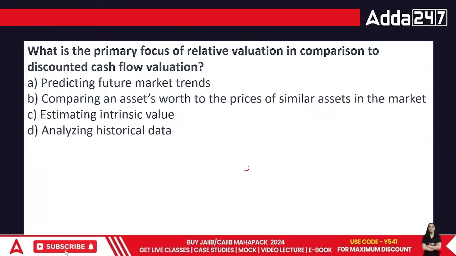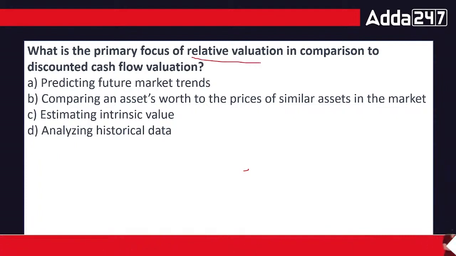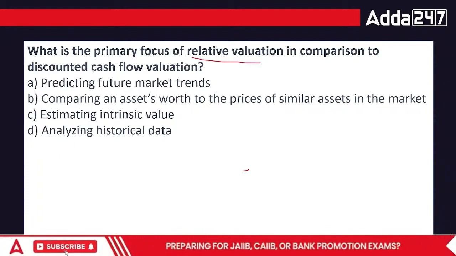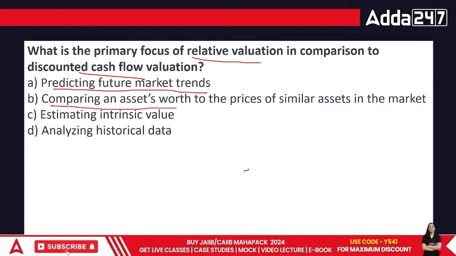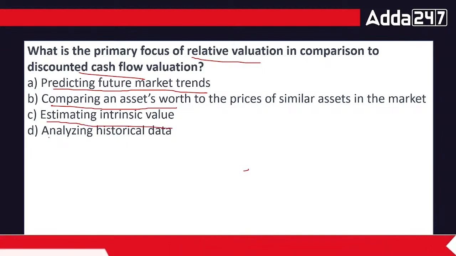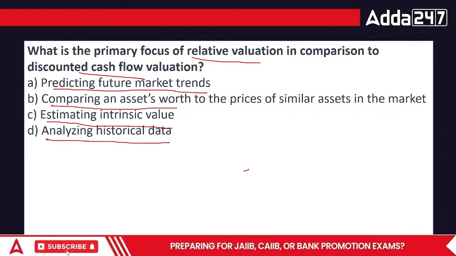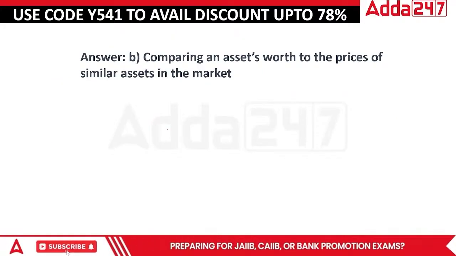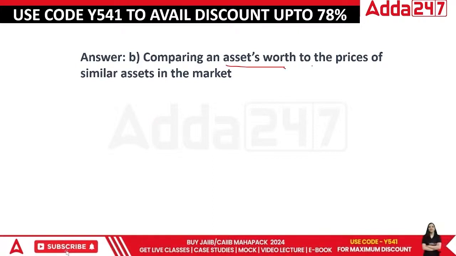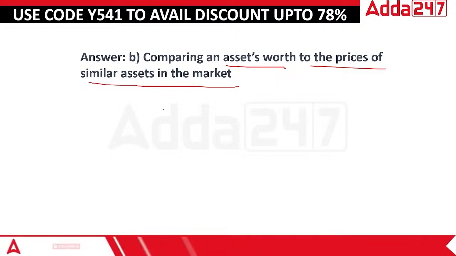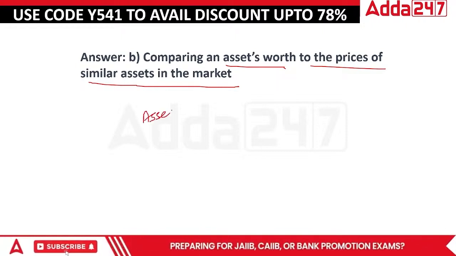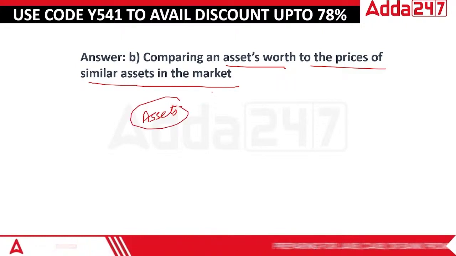What is the primary focus of relative valuation? In the comparison of discounted cash flow valuation, predicting future trends, comparing an asset worth to the prices of similar assets, estimating intrinsic value, or analyzing historical data. The correct answer is comparing an asset worth to the prices of similar assets in the market. We are comparing the assets with the other.